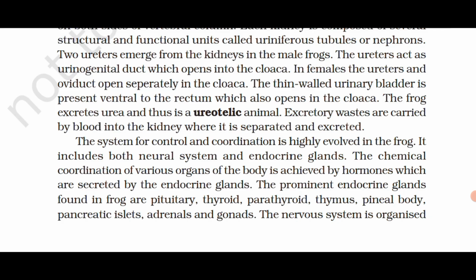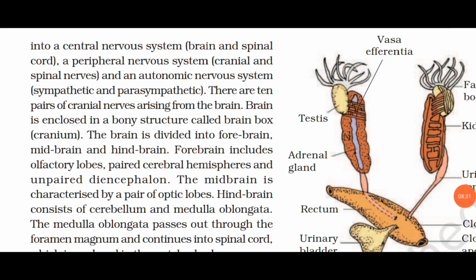The nervous system is organized into a central nervous system, that is brain and spinal cord, a peripheral nervous system, that is cranial and spinal nerves, and an autonomic nervous system, sympathetic and parasympathetic. There are 10 pairs of cranial nerves arising from the brain.